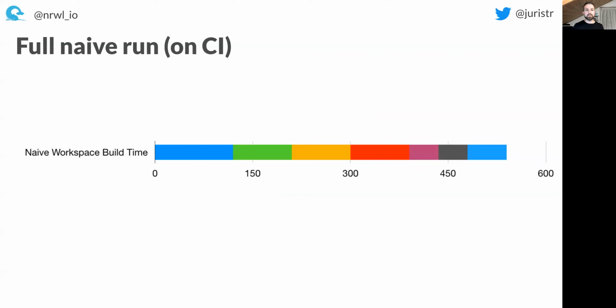So for instance, in a naive run, which is visualized by this timeline here, you can see that one project follows after the other. The different colors represent different projects that have to be built. And obviously the time you have to spend on CI in this scenario is basically the total time of all the projects being built one after the other.